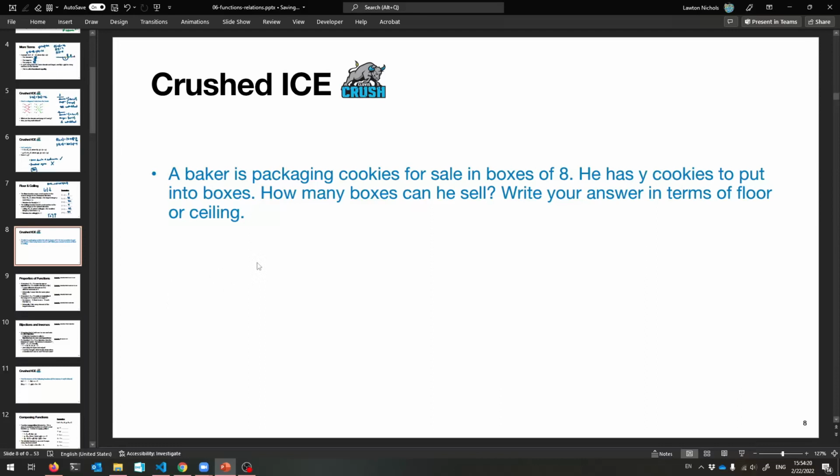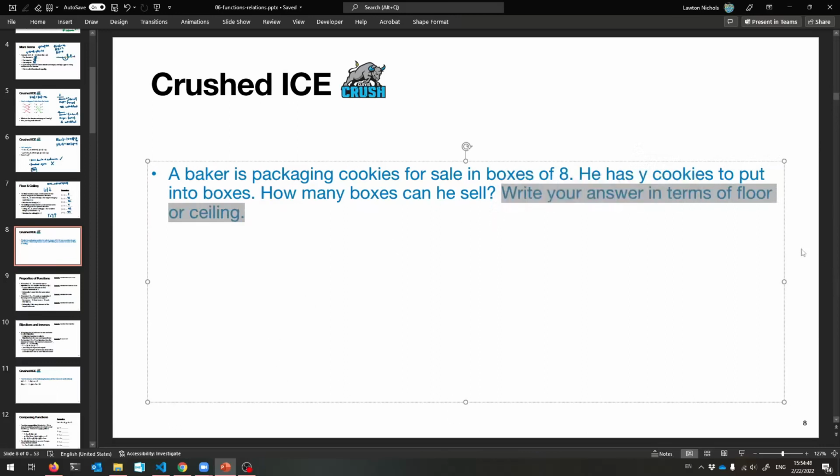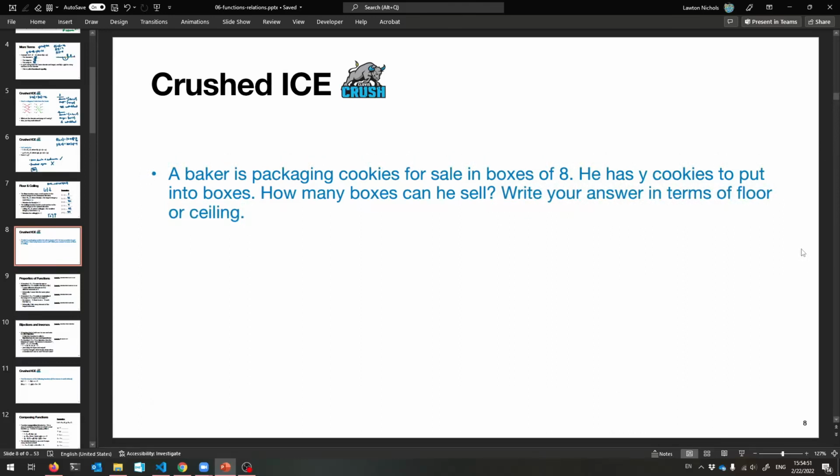Let's use that in an example. All right, so let's pretend this is our example. A baker is packaging cookies for sale in boxes of 8. So you can only have 8 cookies to a box, and the baker has y cookies to put into boxes. And because he has to put exactly 8 cookies into a box, the question is how many boxes total can he sell given y cookies, okay? And the answer is going to involve either floor or ceiling. This is where it comes up in real life, okay? You kind of have to chop off things in a certain way. So think about it, and then we'll talk about it.